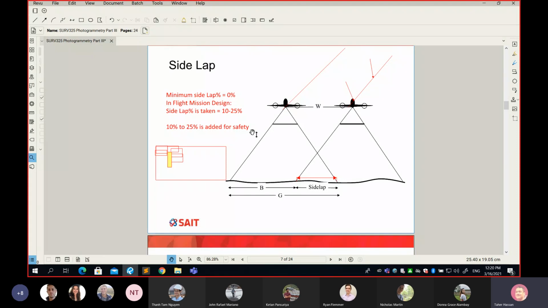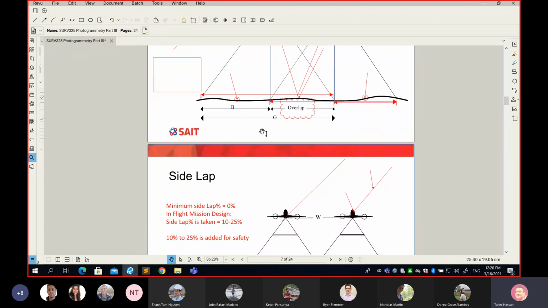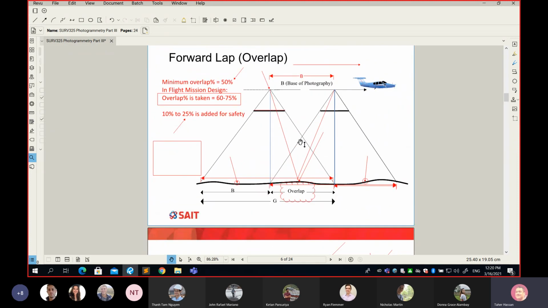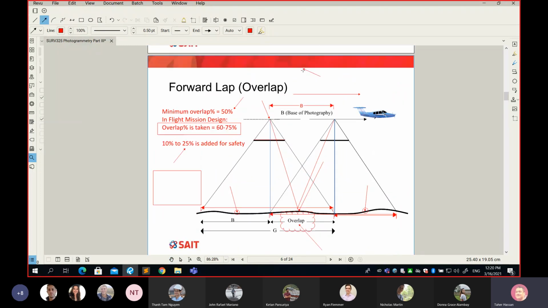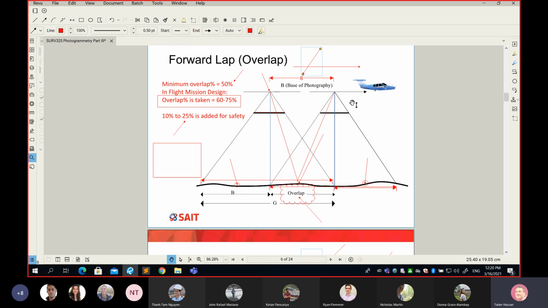You know what? 20 years ago, before the advancement of tablet and cell phone and all those things, we used to do manual calculations. Because look at this, please. The amount of overlap controls the base of photography. So if I have a smaller overlap percentage, so this overlap is small, what happens to the B? Does it get bigger or smaller? When I have a small overlap percentage, the base of photography, does it get bigger or smaller? Bigger. It gets bigger, huh?